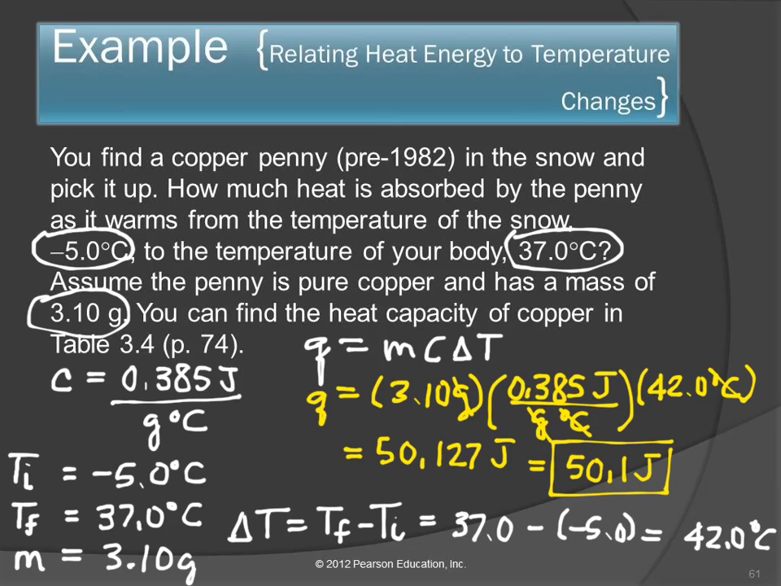Any questions? This is a straightforward problem. Here's the equation, Q equals MC delta T. Here's M, here's C, here's T, and plug it in. We don't have to rearrange an equation or anything funny like that.